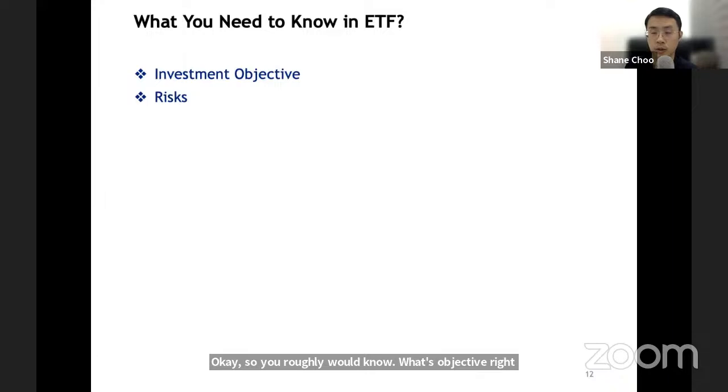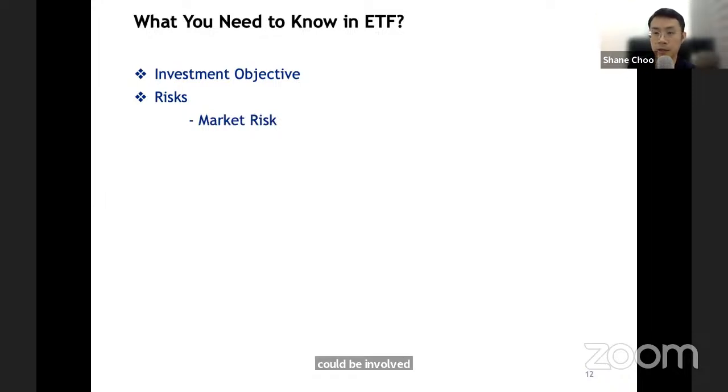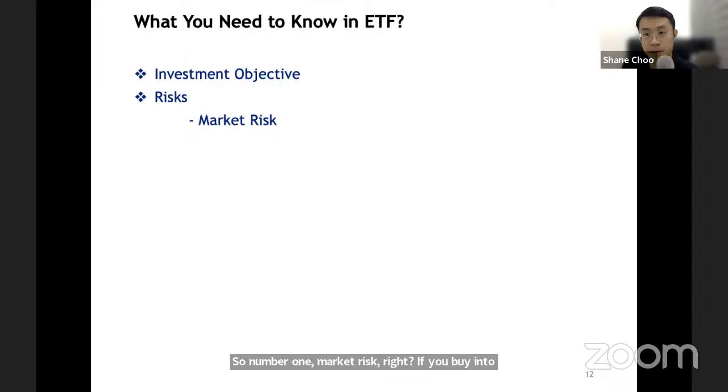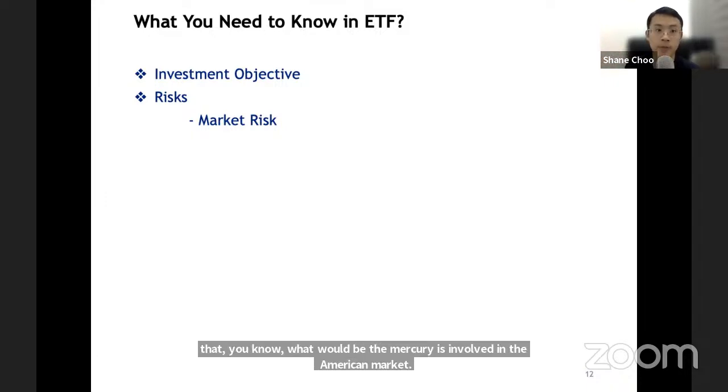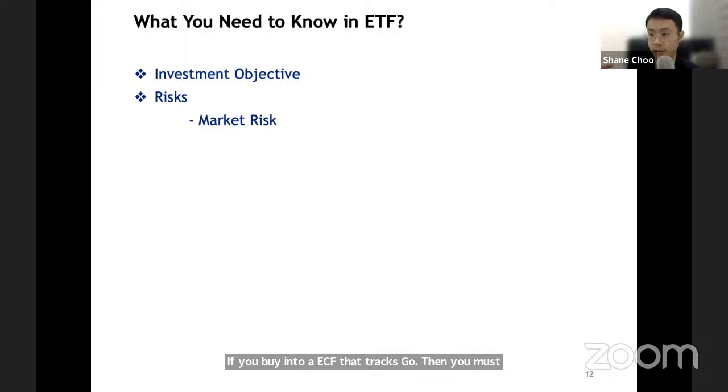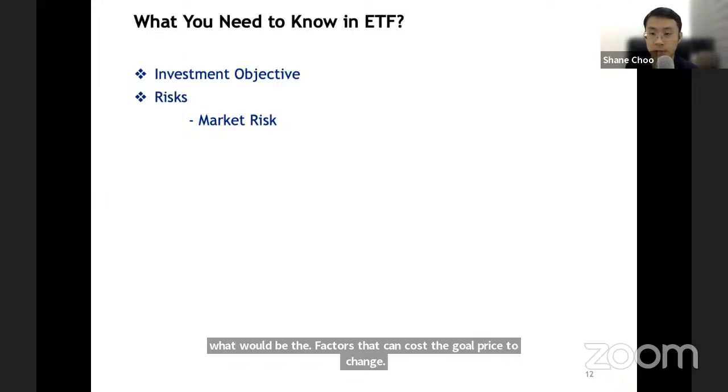Number 2, risk. You must know what risks could be involved. Number 1, market risk, right? If you buy into stocks that track the US index, then you must know what would be the market risk involved in the American market. If you buy into an ETF that tracks gold, then you must know what factors can cause the gold price to change. So this would be the market risk.